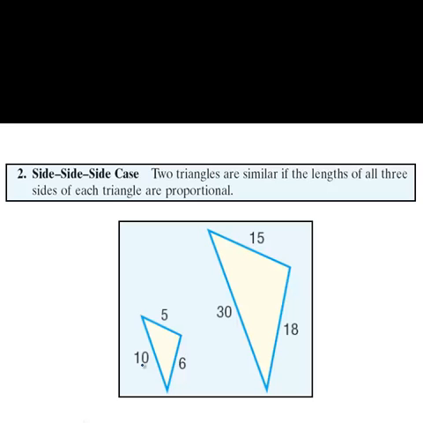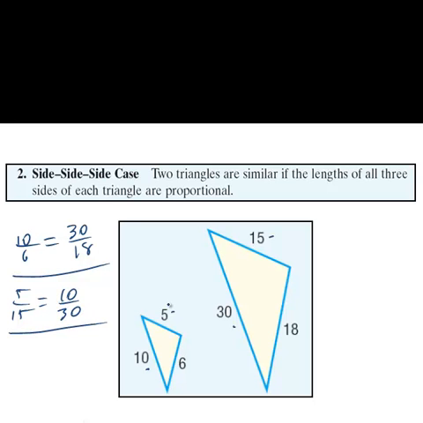Or you could look at the smaller triangle, 10 is to 6, as 30 is to 18. Or you can go 5 is to 15, going across the two triangles. So 5 is to 15, as 10 is to 30. That relationship holds as well. That proportion is true. Or maybe 18 is to 6, as 30 is to 10. And there's what, 6 different proportions that you could write that are all true.